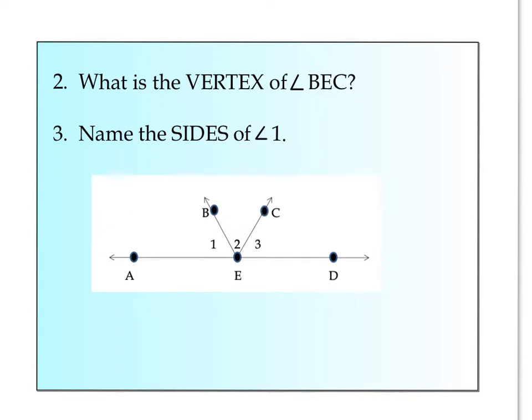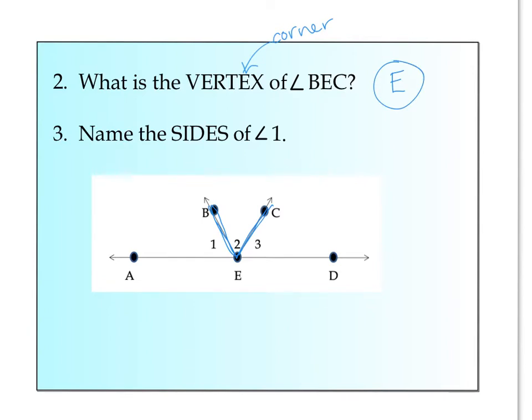So what is the vertex of angle BEC? Remember, a vertex is like a corner. When you look at angle BEC, it's right here, BEC. It's in blue. The corner of that, or the vertex, would be E. It's a point, so you can just use the capital letter.